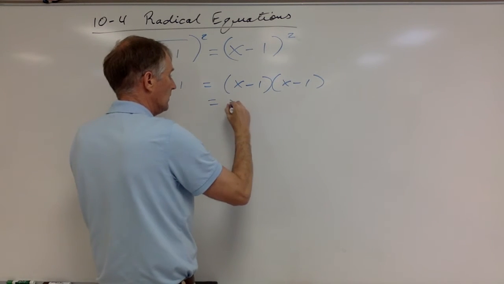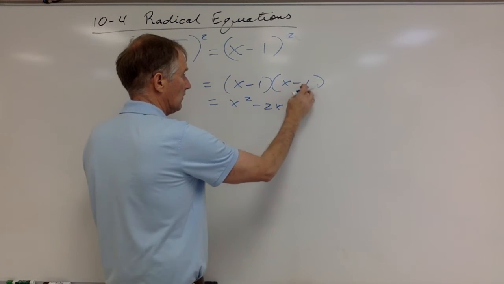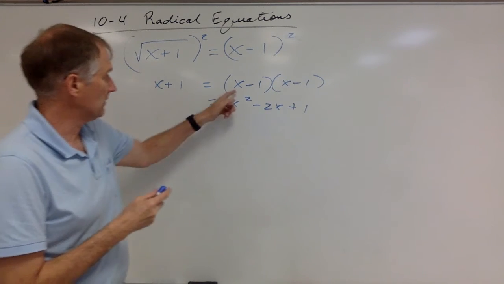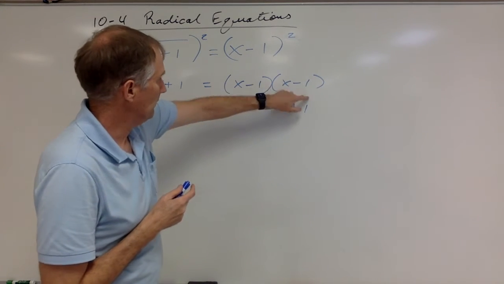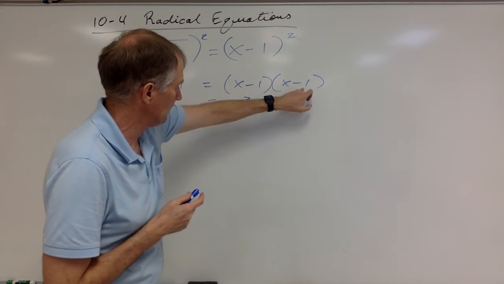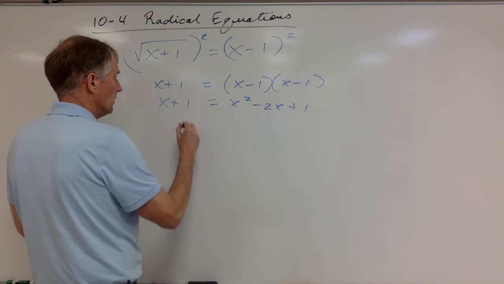That's x squared minus 2x. Negative 1 times negative 1 is plus 1. Again, that's x times x is x squared. I'm doing FOIL. It's minus x is minus 2x. Minus 1 times minus 1 is plus 1. So x plus 1.